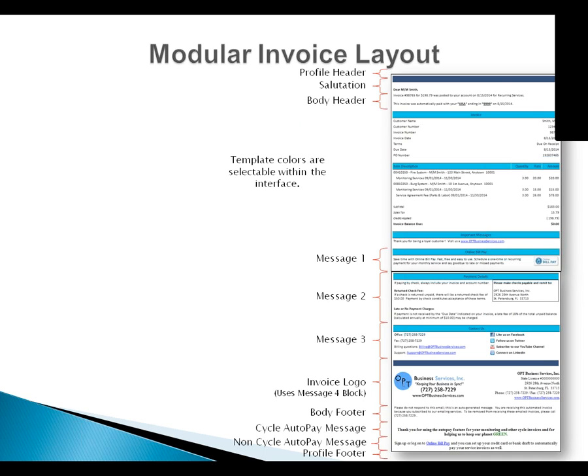On the modular invoice, it's built just a little bit differently. We have the profile header still on the top, the salutation and body header. But then the message blocks become the different core components of the actual invoice itself. So in this particular case, we have our online bill pay section, our payment detail section, and our contact us section. Those represent the first 3 messages. Our invoice logo is at the bottom, our body footer, and our AutoPay messages. In addition to the actual invoice itself, the template colors, fonts and other attributes are selectable within the profile itself. This will allow for standard branding look and feel across all of your events.